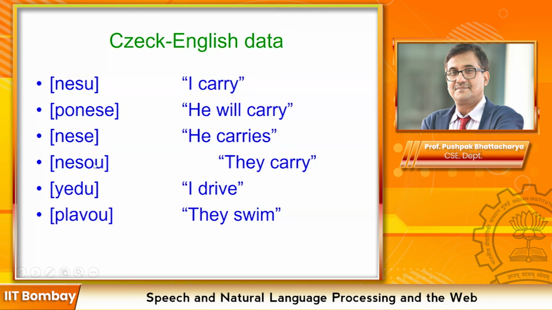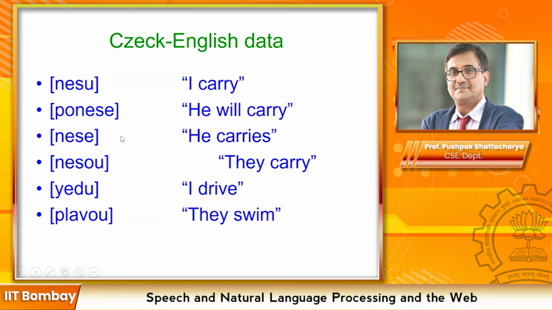Nesu, ponese, nese, neso. Everywhere the common substring is nes. And on the English side, you have carry everywhere. I carry, he will carry, he carries, they carry. So I think you can possibly see that nes and carry have something to do with each other, right? And yedu is drive and plavou is swim. Now yedu, nesu, if you compare, in both cases, u is the common morpheme and I is the common pronoun. So you can begin to think that there is some correspondence between u and I.